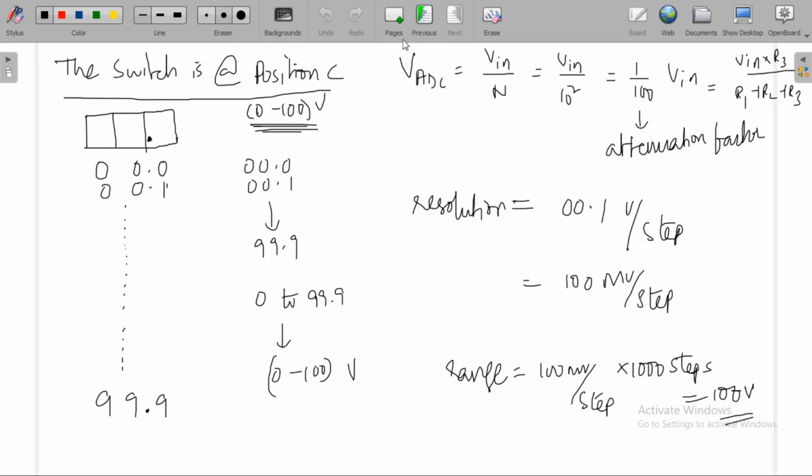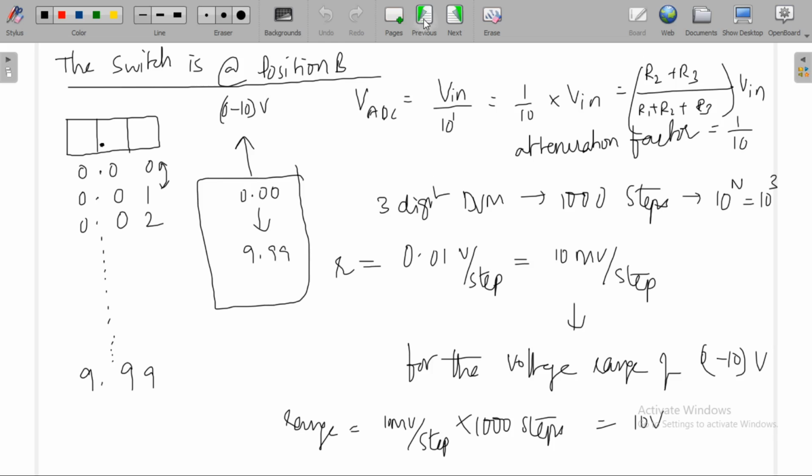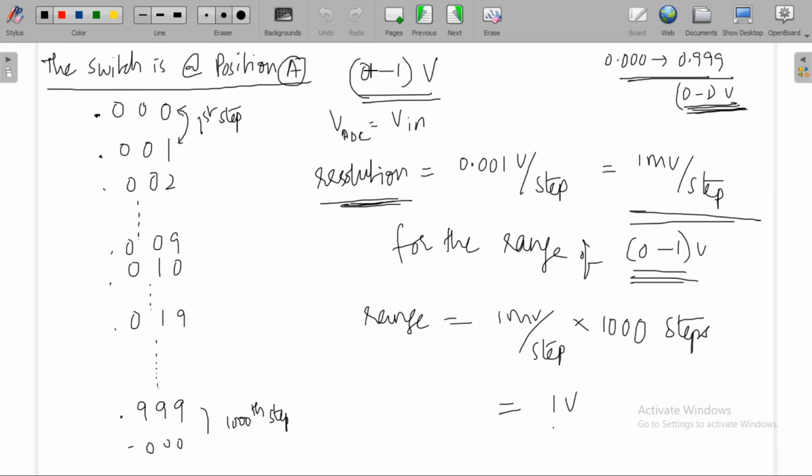Then what is the resolution of a 3-digit DVM? What is the minimum voltage that can be detected by this 3-digit DVM? That will be 1 by 10 to the power of n, that is 1 by 10 to the power of 3, which is equal to 0.001. That is 1 millivolt per step. The resolution of a 3-digit DVM is 1 millivolt per step.